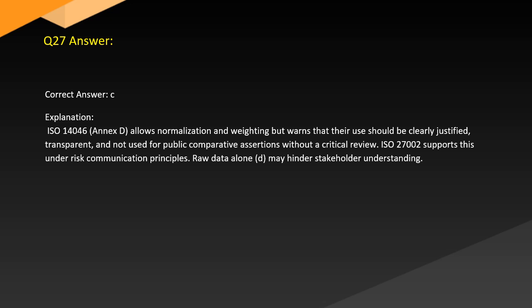Answer. Correct answer: C. Explanation. ISO 14046 Annex D allows normalization and weighting but warns that their use should be clearly justified, transparent, and not used for public comparative assertions without a critical review. ISO 27002 supports this under risk communication principles. Raw data alone, D, may hinder stakeholder understanding.